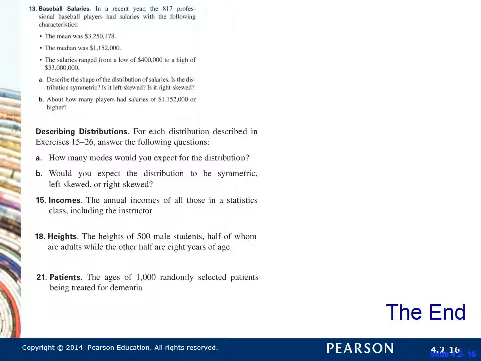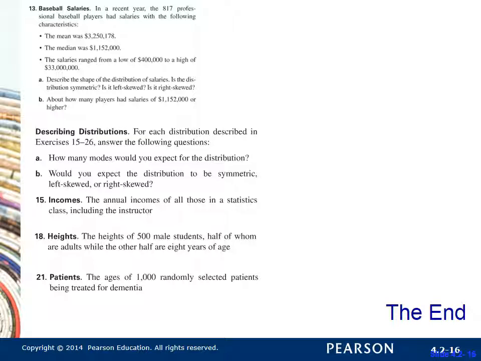All right, number 18. Now this one, the heights of 500 male students, is going to be a much more expected type of thing. Half of whom are adults, and the other half are only 8 years of age. So envision this. You've got your adults who are going to be up on the tall end, obviously, compared to the 8-year-olds. So I'm going to have a bimodal here.